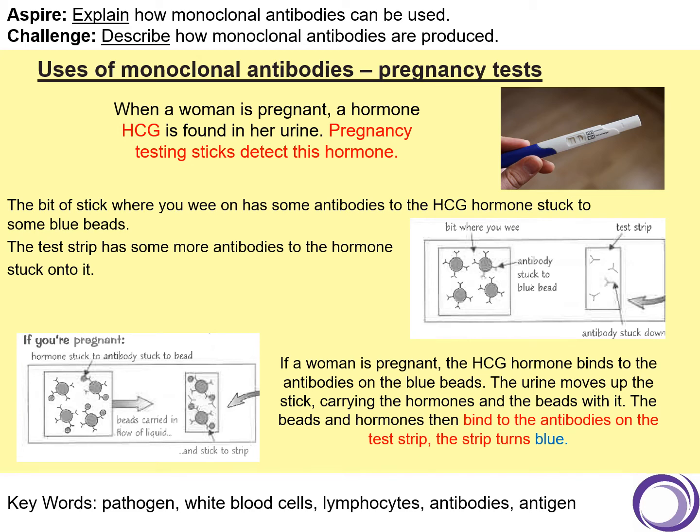And the test strip has some more antibodies to the hormone stuck onto it. So if a woman is pregnant, the HCG hormone binds to the antibodies on the blue beads. The urine moves up the stick and it carries the hormones and beads with it. And the beads and the hormone then bind to the antibodies on the test strip and the strip will then turn blue.